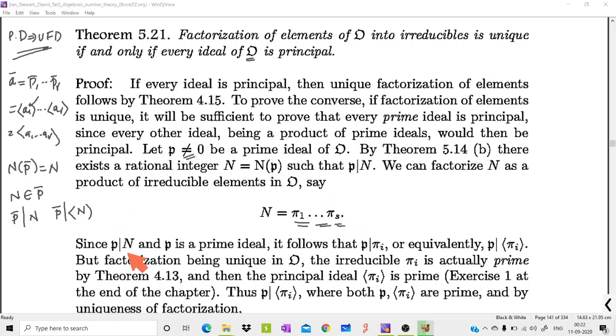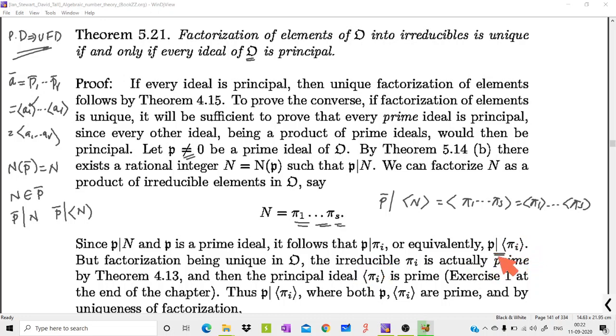So P divides n means, P is a prime ideal, then P divides the ideal generated by n. That is nothing but the ideal generated by pi 1, etc., pi s. That is equal to the ideal generated by pi 1 times, etc., times the ideal generated by pi s. Both are the same. So since P is prime, P divides one of these ideals, say pi i. So P divides pi i for some i.